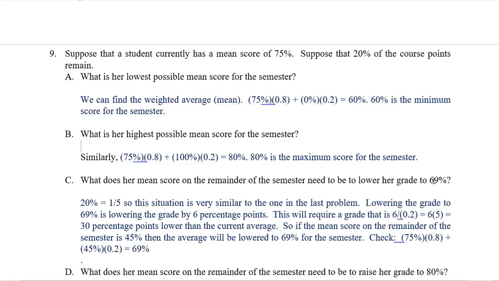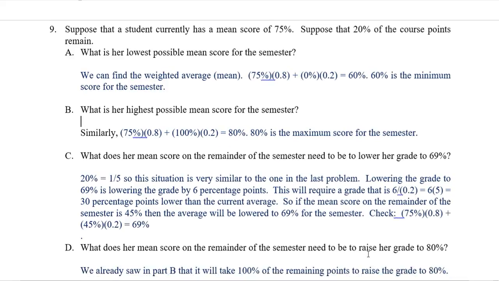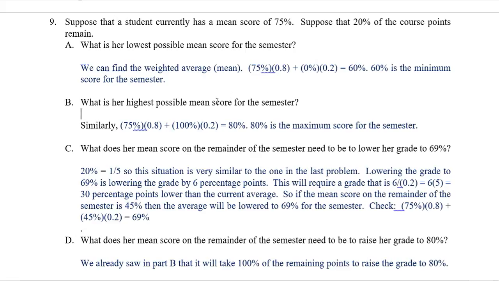So as long as she gets 45% or above, then her grade will be 69% or above. So if she wants to raise it to 80%, maybe that's the minimum B, for example, what would it take for that to happen? And we already computed that. 100% on what's left will give her exactly 80% overall. So if she's in this situation and she wants a B, she better not miss anything on the remaining 20% of the course.